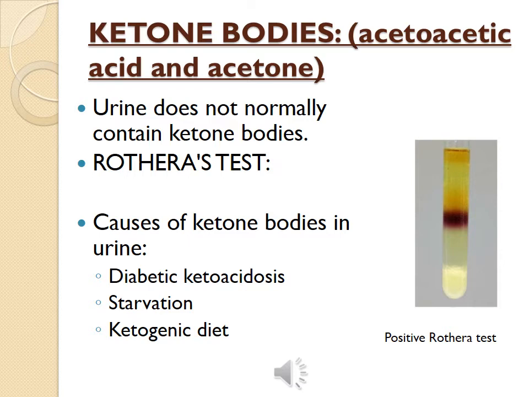What are the causes of ketone body in urine? Diabetic ketoacidosis, starvation, and ketogenic diet. What is ketogenic diet? The person is not eating carbohydrate, only eating fat, so the body is breaking down fat for energy. When our body breaks down fat for energy, ketone bodies are released.